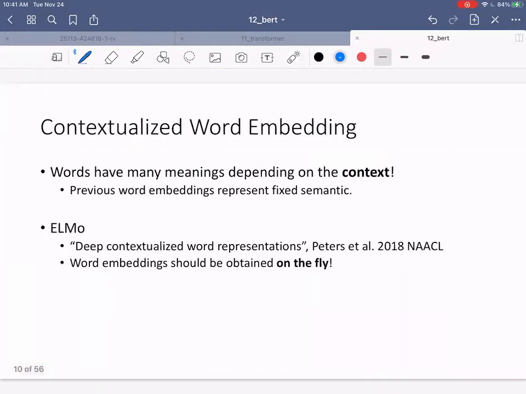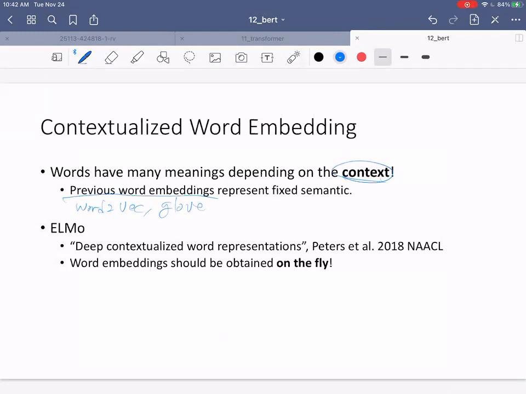So that is called contextualized word embedding. Words have many meanings depending on the context. Previous word embeddings, such as word2vec or GloVe, those types of things, represent a fixed semantic. So a kitty is always some vector. A cat is always some vector. So it doesn't change depending on the context.